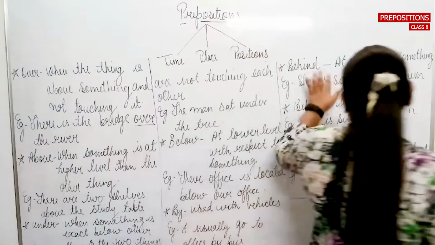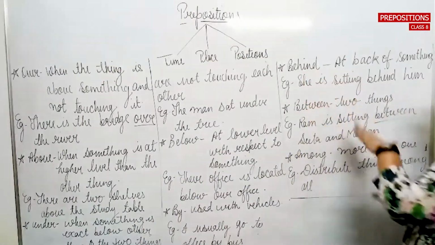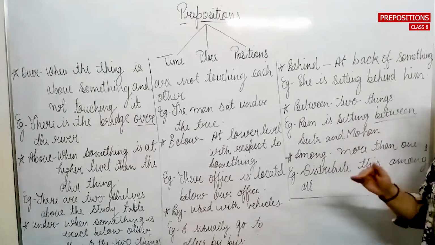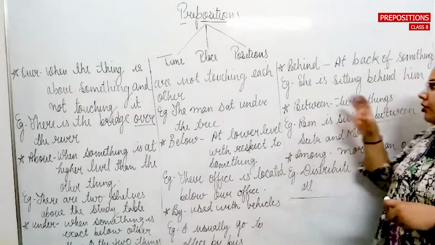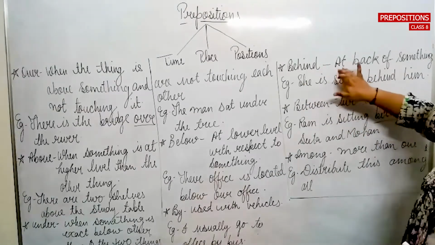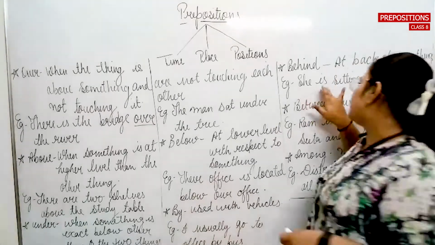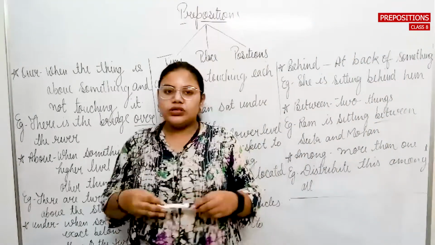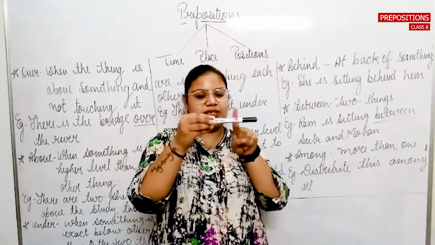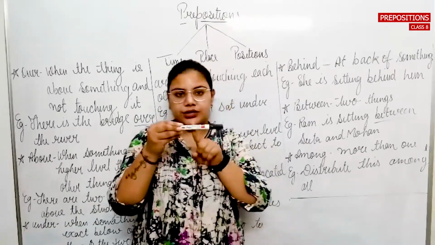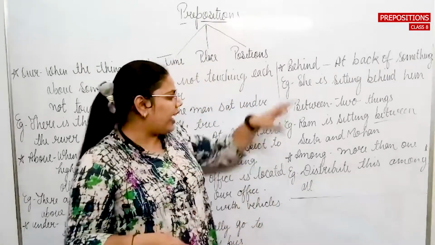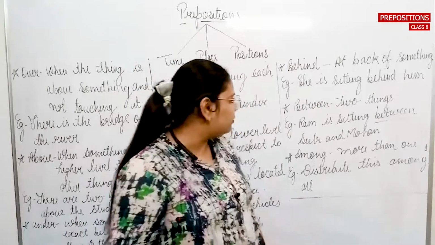So next we have the preposition behind. Behind is used when something is placed at the back of another thing. For example, here the definition also says this, at the back of something. An example is she is sitting behind him. Like here, for example, my hand is behind this marker. So I am saying behind this marker, iske piche. But I forgot to write it for you.